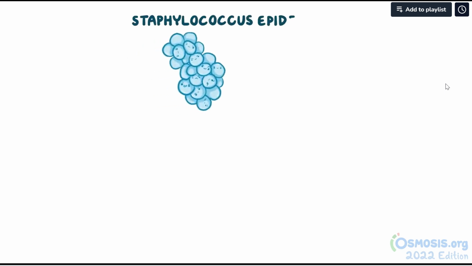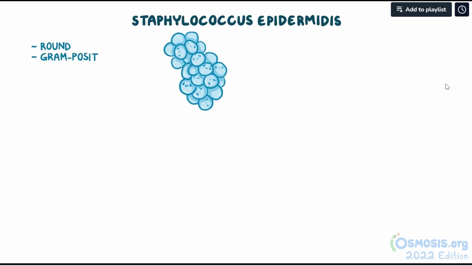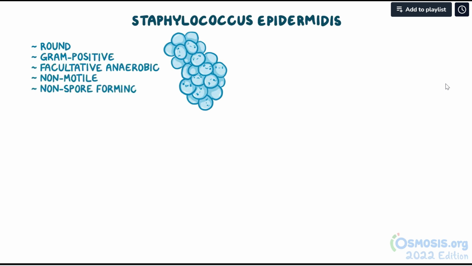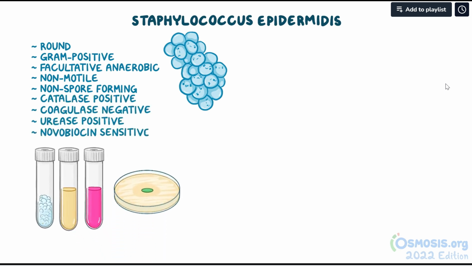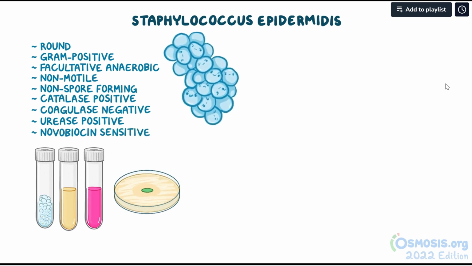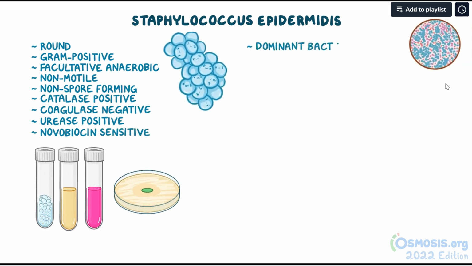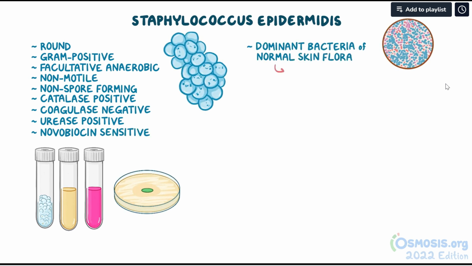Alright, as a quick recap. Staphylococcus epidermidis is a round, gram-positive, facultative anaerobic, non-motile, non-spore-forming, catalase positive, coagulase negative, urease positive, and novobiocin sensitive bacteria. It grows in clusters, and it's the dominant bacteria of the normal skin flora. Therefore, it is a common contaminant of blood cultures.